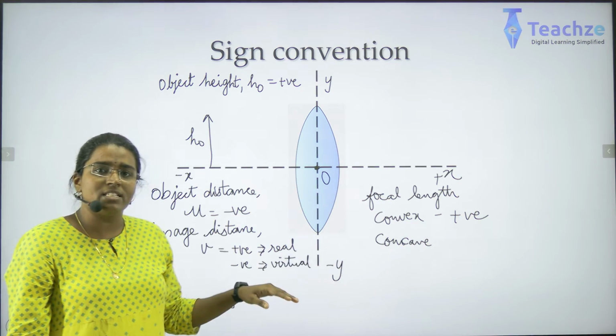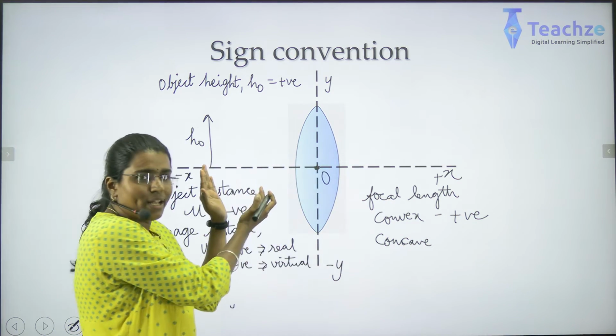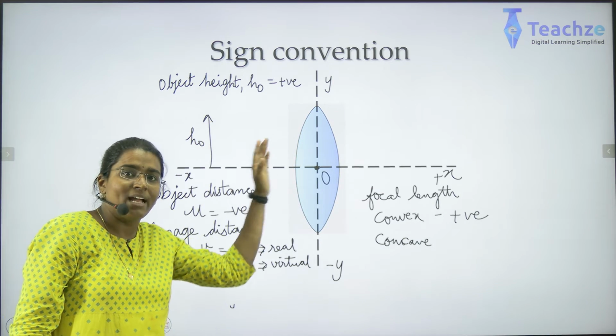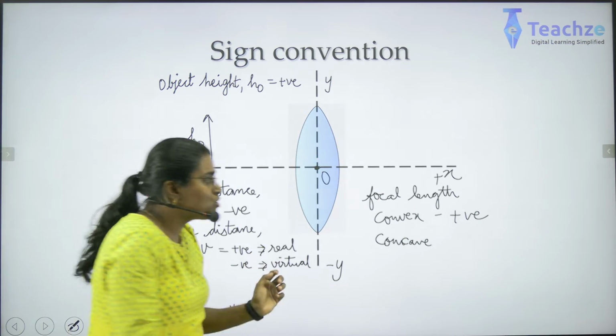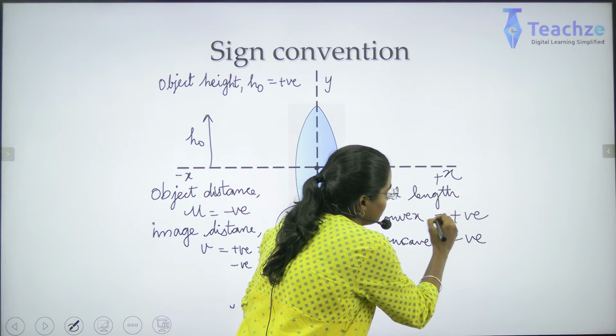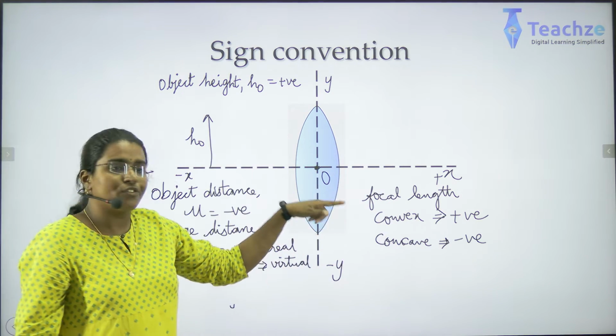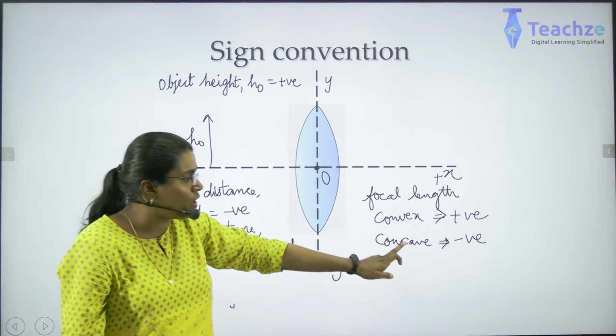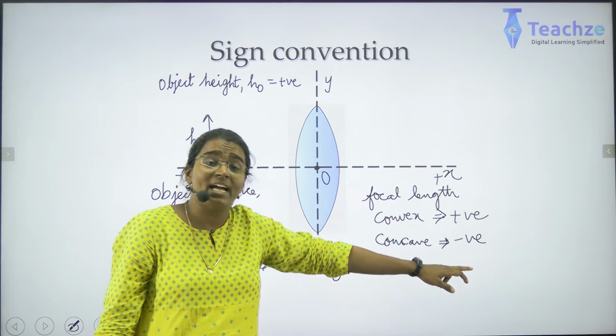What about the concave lens? It was F1, right? All the rays were diverging from F1. So it will be negative. The focal length of convex lenses will always be positive and the focal length of concave lens will always be negative.